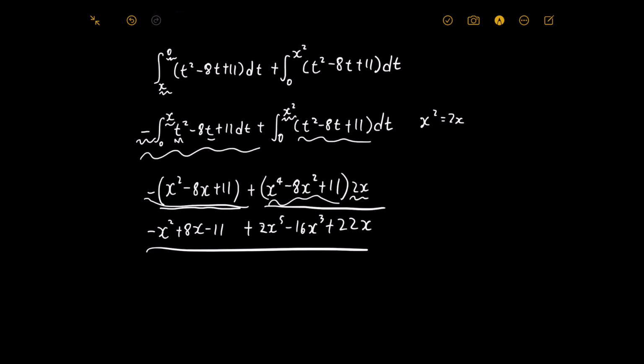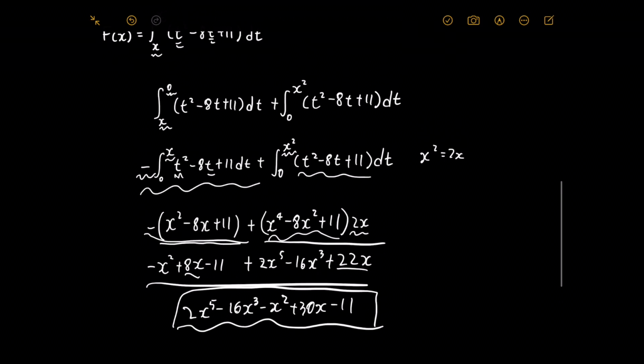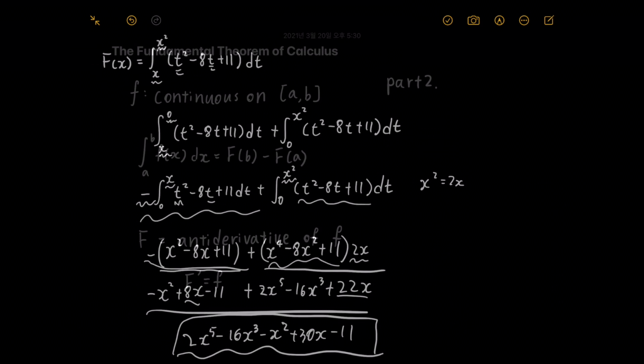So we can add this. The answer is 5 to the 3rd power minus x squared, and we have to add this, and that is 30x minus 11. So this is the final answer. We can solve these questions by using the fundamental theorem of calculus.